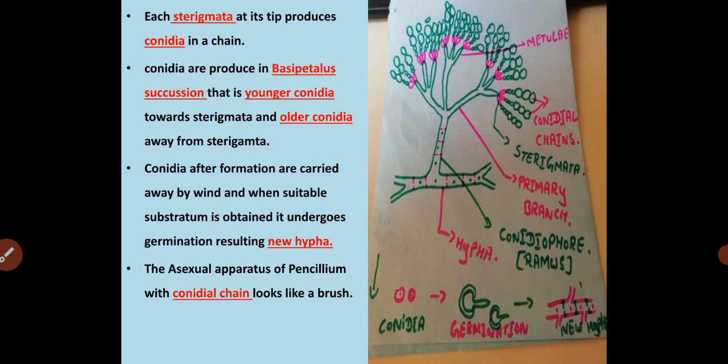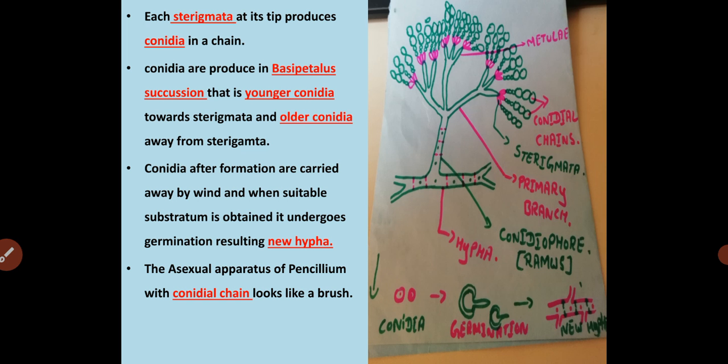After formation, the conidia cut off from the Penicillium and are carried away by the wind, and when a suitable substratum like citrus fruit is obtained, they start to germinate and produce new hyphae. During asexual reproduction, when conidia formation in chains takes place, the Penicillium appears like a brush-like structure. This is about the asexual reproduction in Penicillium.